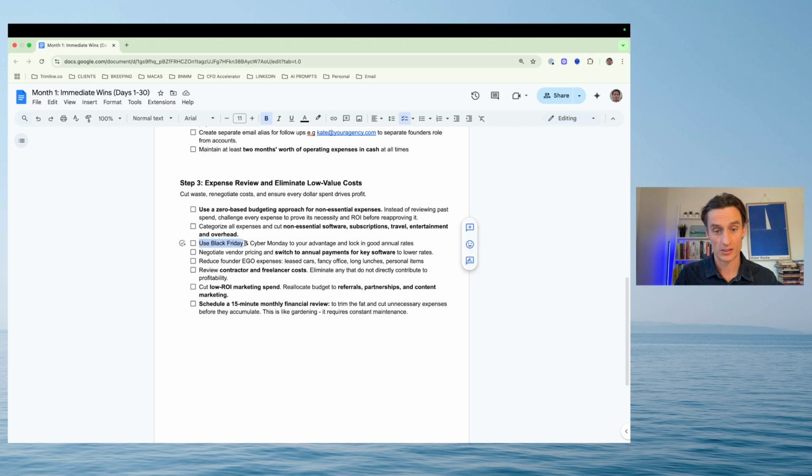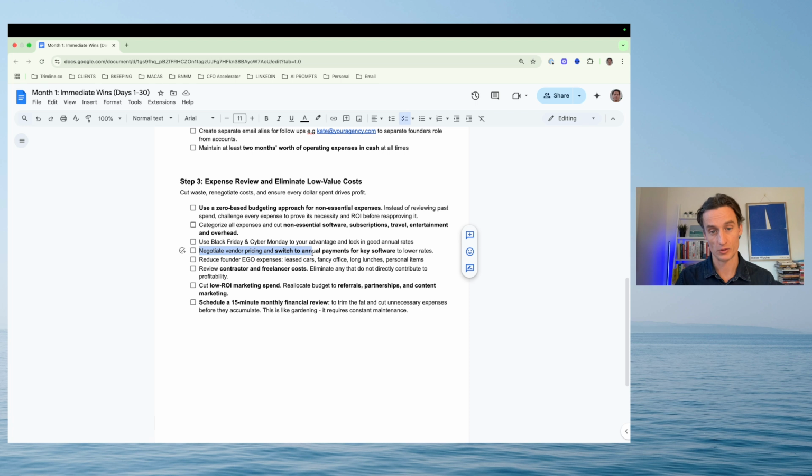Next one, Black Friday, Cyber Monday. Lock in good annual rates. I have some clients that do that who are looking for those awesome AppSumo lifetime deals on stuff. But also there's some software, especially software providers, who give you that kind of really juicy annual rate if you lock it in during those sales. But obviously don't go overboard. You should need it first.